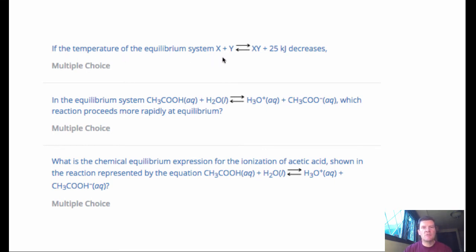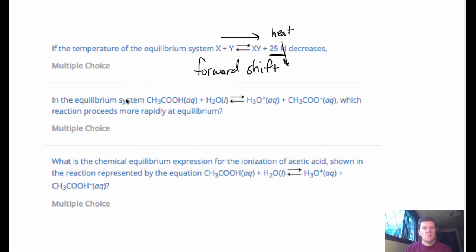If the temperature of the equilibrium decreases. Okay, so now look what we have here. We have heat on this side. Here's our heat. Now heat is over here. If you take away some of this heat, it wants to replace it. How does it replace it? Forward direction. So you can have a forward shift, and it will have a new K value.